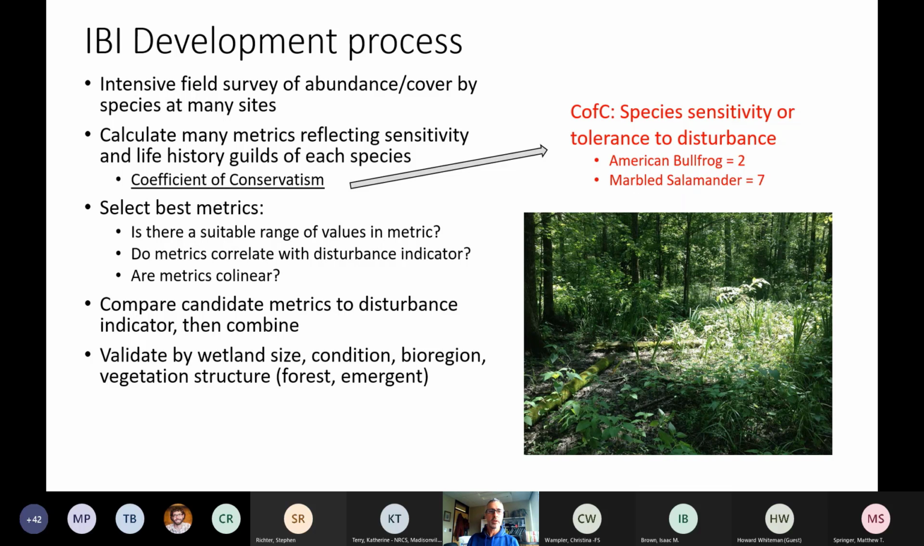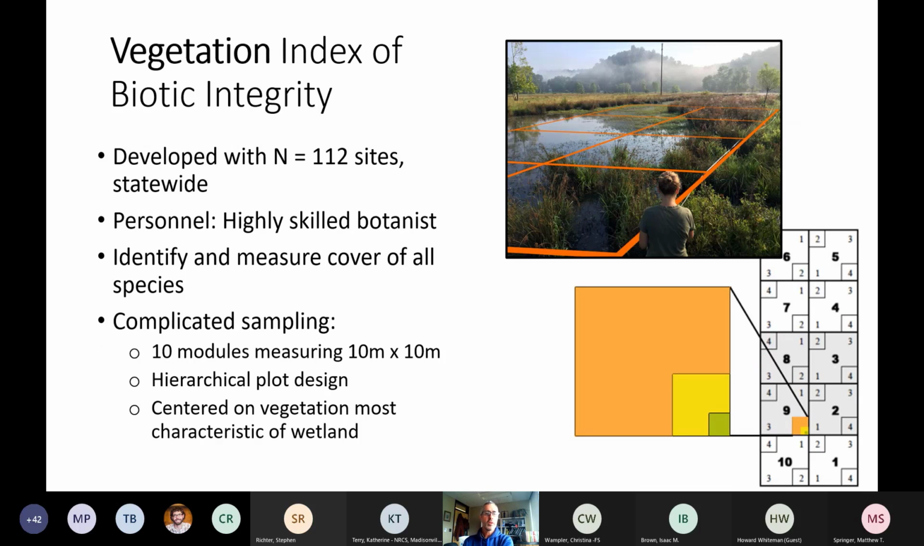So let's take a look here at the vegetation IBI. We developed this with 112 sites located statewide. It requires a highly skilled botanist or multiple botanists working together. They identify and measure the cover of all the species. There's a complicated sampling design that includes multiple modules that are 10 meters by 10 meters and hierarchical plots within each of those modules.